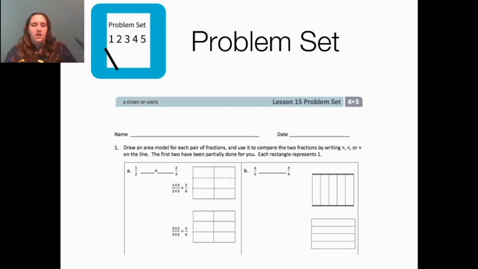So you can go ahead and get started on your problem set. It looks very similar to the problems we've done, especially the first couple problems are very much like the first couple problems we did in the concept development. So if you need to, stop, rewind, and go through this again. All right. See you for lesson 17.